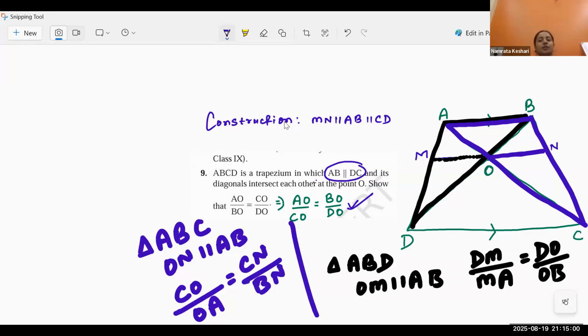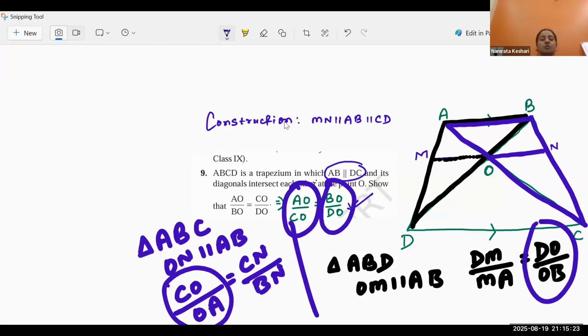One of the triangles I have taken by myself, according to my wish. Another triangle I have taken according to your wish. But I cannot see any similarity in both the ratios. Can you see? Yes, ma'am. AO, CO is there in your ratio and BO, DO is there in my ratio. But we don't know how to show them the same. Can you see?